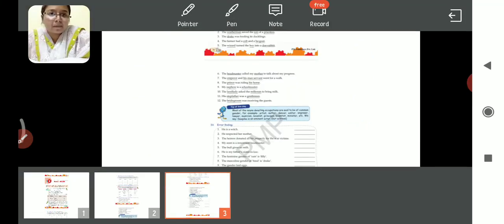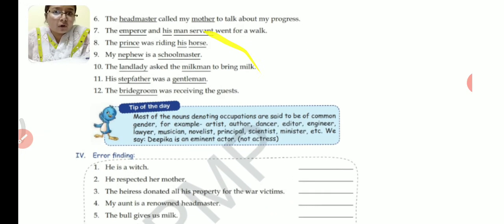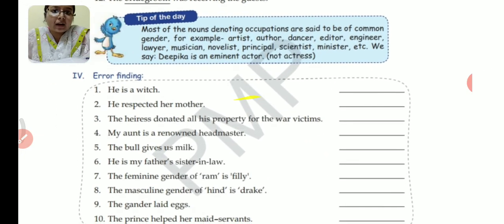Now let's come to the next question, that is question number 4. See what you have to do in question number 4. Error finding. You have to find the error. Some error is given in this question and you have to find what the error is. He is a witch. Witch is a female and here he is given. So what will be the error? He will be the error. You have to write she in place of he.